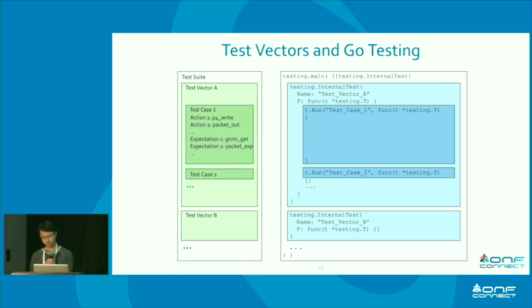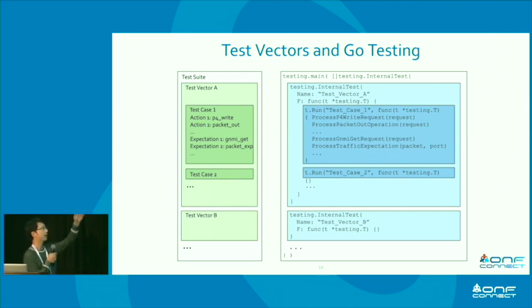Okay, so then inside each test case, for each action and expectation, there will be a process function to convert the actions and expectations to RPC calls or data plane packet I/O. Okay. So, this is not the code that you're going to write. Right? These mappings will be dynamically generated during runtime. And most of the work here actually goes to the implementation of those process functions.